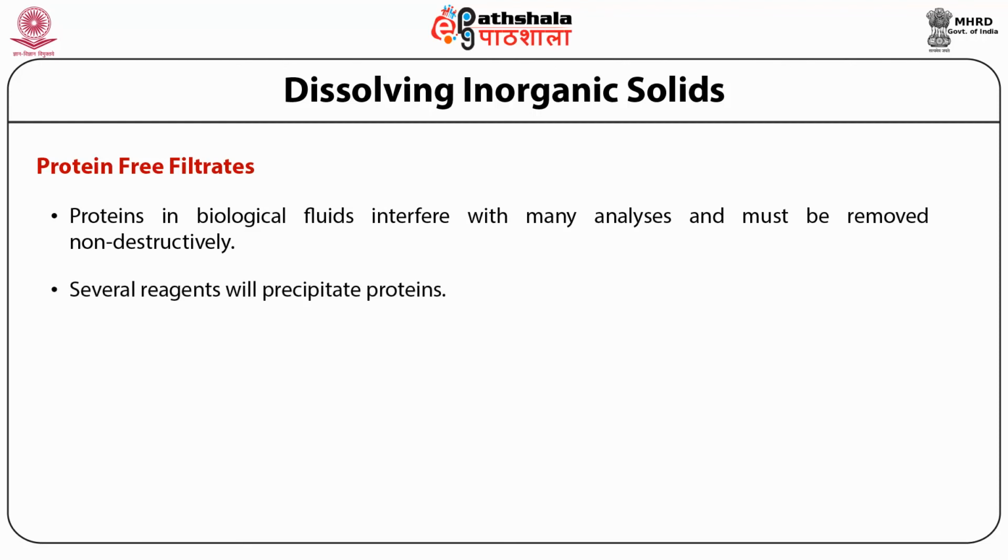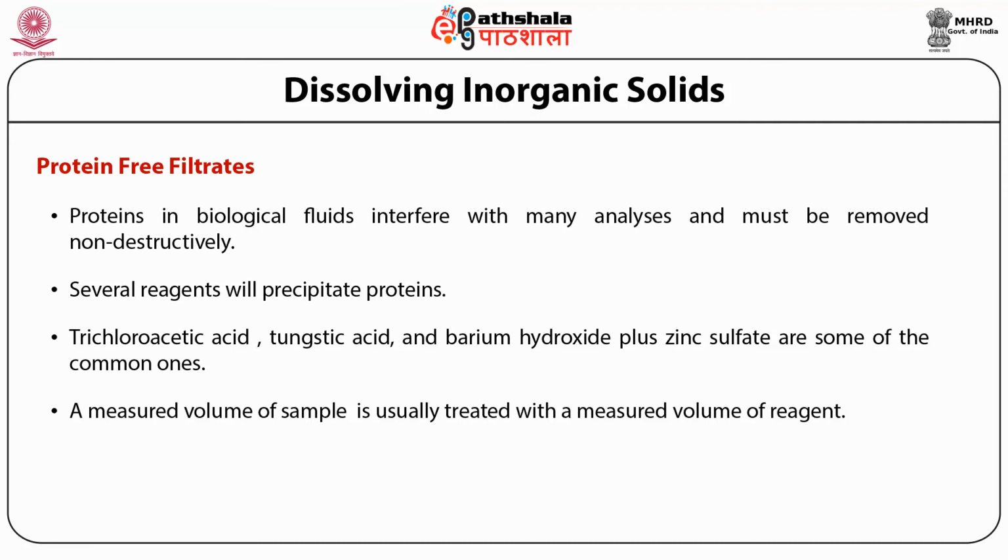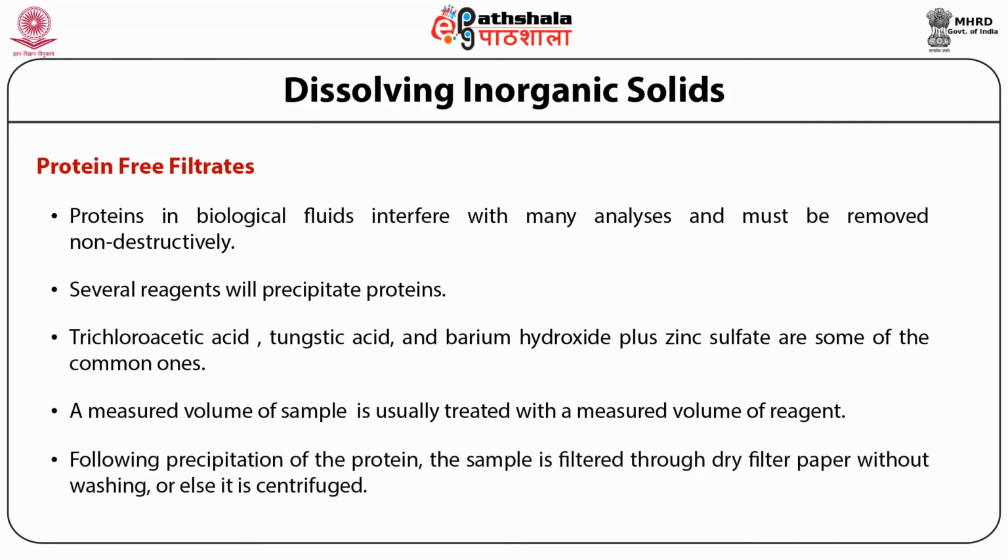Several reagents will precipitate protein. Trichloroacetic acid, tungstic acid, and barium hydroxide plus zinc sulfate are some of the common ones. A measured volume of sample is usually treated with a measured volume of reagent. Following precipitation of the protein, the sample is filtered through dry filter paper without washing, or else it is centrifuged.